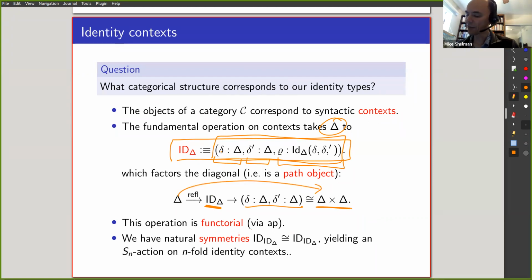So we have a functor, right? App makes it into a functor. So we have a functor from our category C to itself, the capital ID, and then it has this path object structure, and it also has these symmetries, which commute id with itself applied twice, and we have this symmetry action on the n-fold identity context that arises from that.